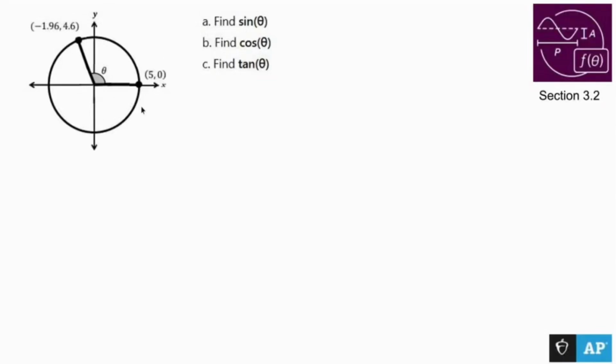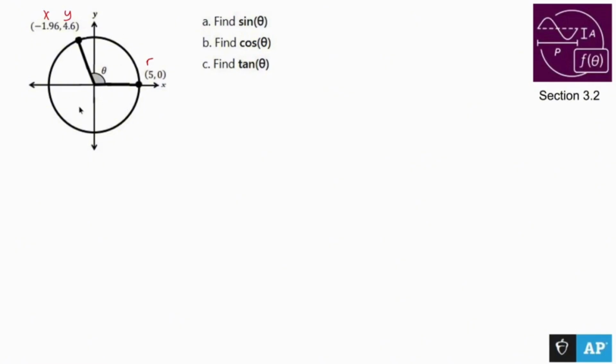All right, take a look at this unit circle where it looks like my radius is not 1. In fact, my radius is 5 based off of that initial ray, so let me put an R there. I have a central angle of theta, and then it gives me a point on the unit circle of negative 1.96, 4.6. Now I'll label U, X, Y.